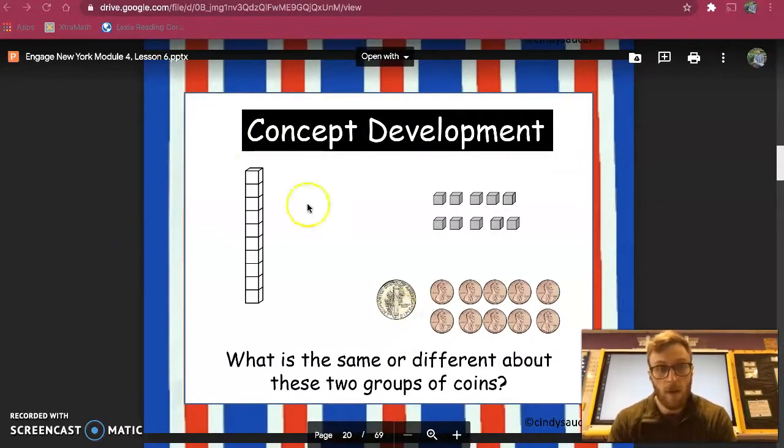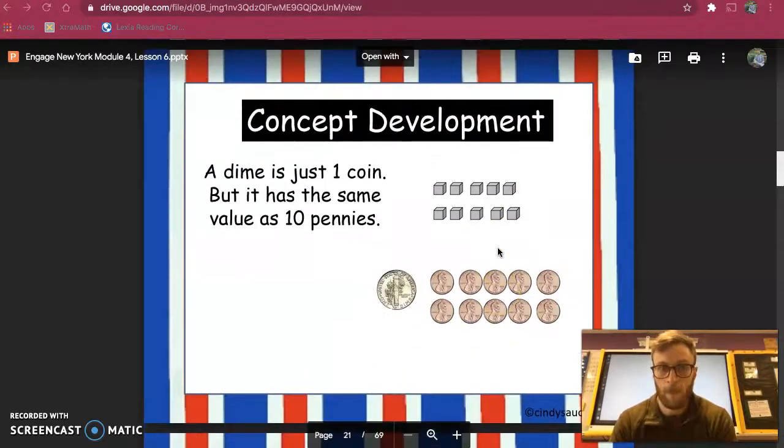We have the stick, the 10 stick, or the quick draw 10, is the same as the dime. And then we have the 10 frame up here of the cubes, which is the same as the 10 frame of the pennies. 1 stick equals 1 dime, 1 cube equals 1 penny. Okay? So a dime is just 1 coin, but it has the same value as 10 pennies. So if you had a dime and I had 10 pennies, we'd have the same amount of money.